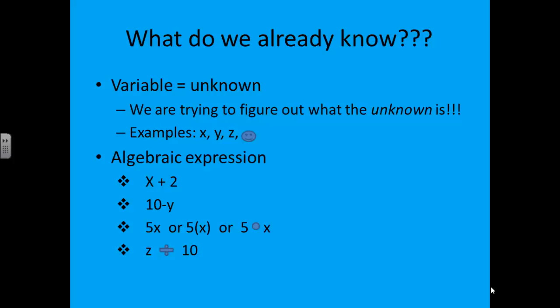We know an algebraic expression is just two terms or more, but that doesn't have an equal sign. Some examples are x plus 2, 10 minus y, 5x, written in all these three different ways, or z divided by 10.